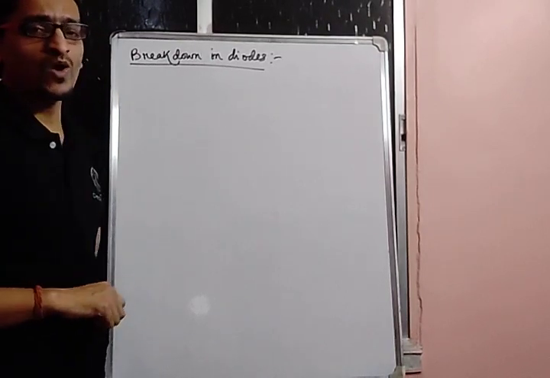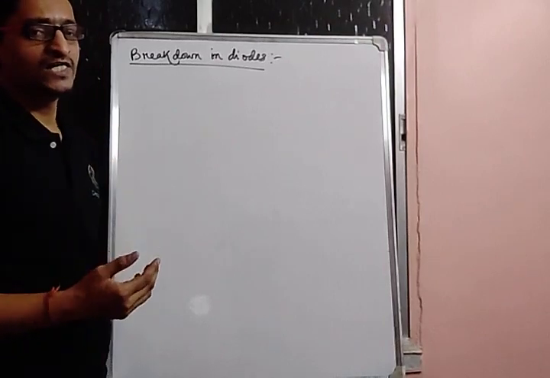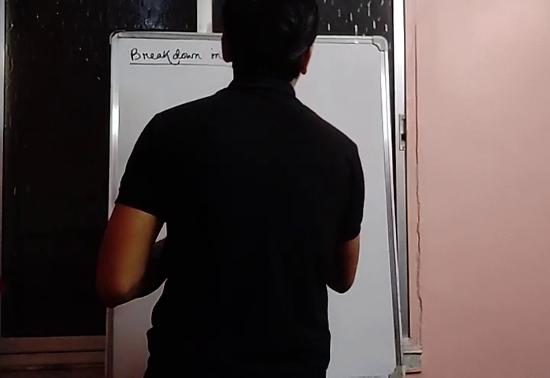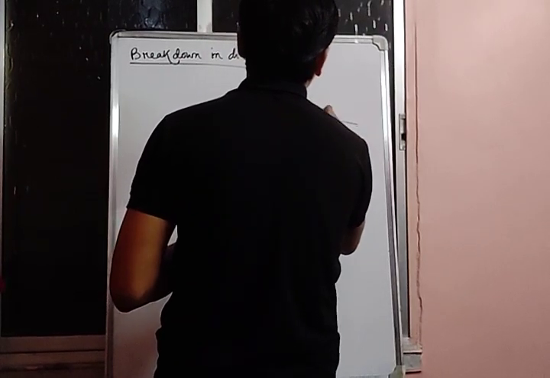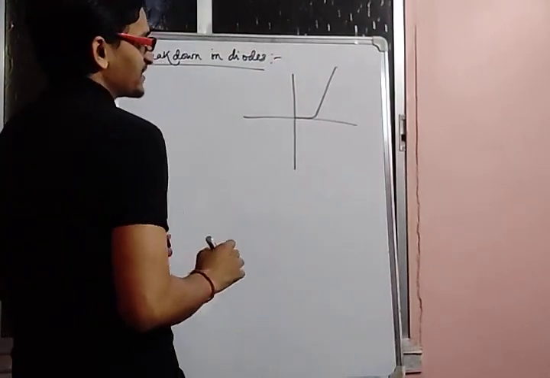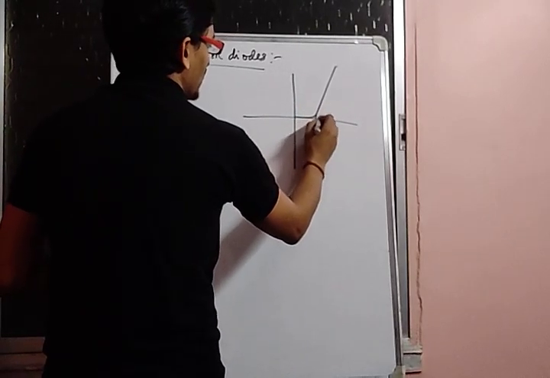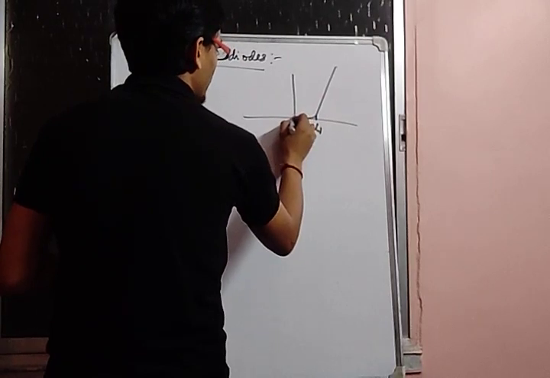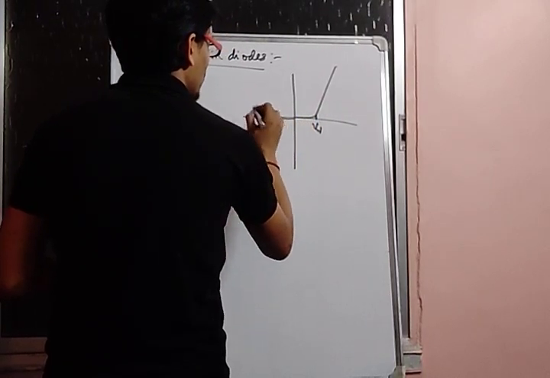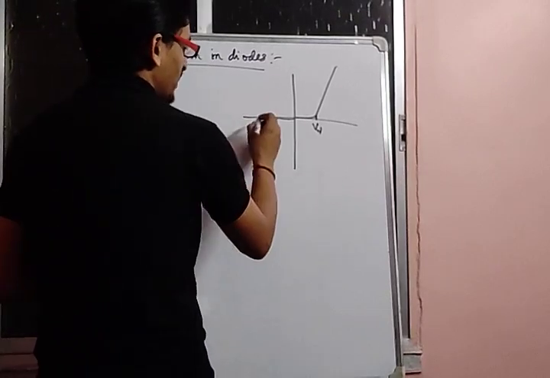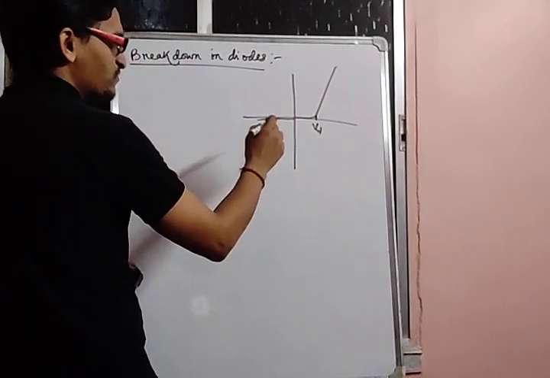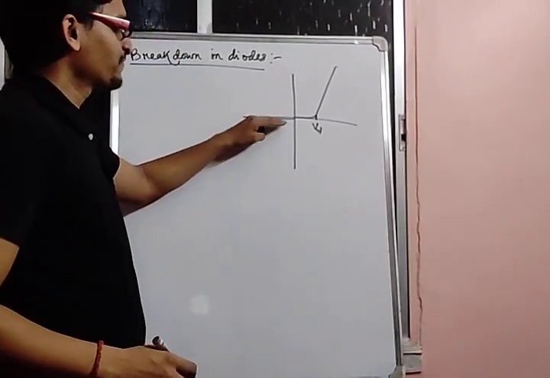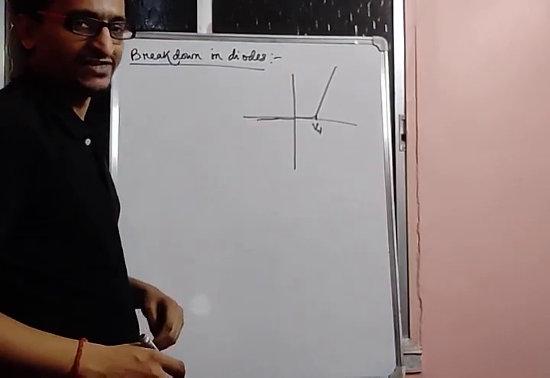Now what happens if we go on increasing the reverse bias voltage? From the IV characteristic itself we have seen that this is the forward bias state, and this is the threshold voltage or the cut-in voltage. And what happens in the reverse bias state? The current flowing through the diode is very small. This current is the reverse saturation current, and it remains more or less the same irrespective of the applied voltage.